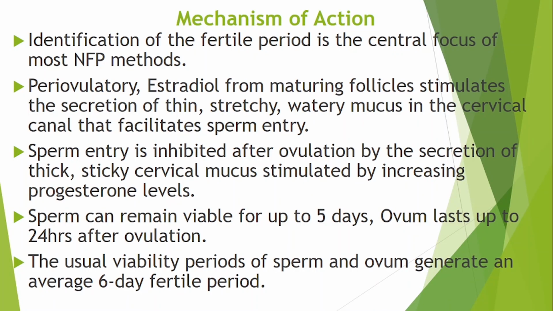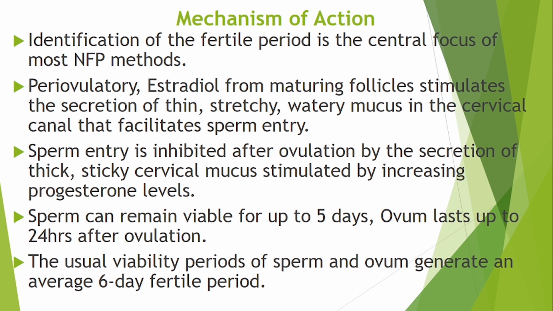So what's the mechanism of action? Identification of the fertile period is the central focus of most natural family planning methods. In the periovulatory period, there is secretion of estradiol from the maturing follicles of the ovaries, which stimulates the secretion of thin, stretchy, watery mucus in the cervical canal. The function of this is to facilitate sperm entry. Sperm entry is inhibited after ovulation by the secretion of thick, sticky cervical mucus, which is stimulated by increasing progesterone levels after ovulation has already occurred.